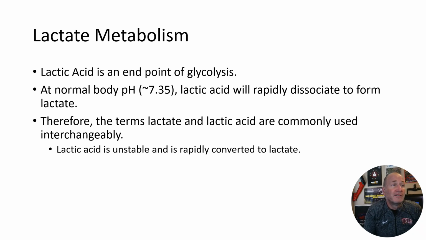So let's say lactic acid is the endpoint of glycolysis. A normal body pH, because we say lactic acid is 7.35, lactic acid does rapidly dissociate to a form of lactate. And it's very hard to move our body's pH off of this number. This is homeostasis. It's really hard. Typically, the lactic acid that's produced during exercise is not enough to really budge this number. But in any case, the terms lactate and lactic acid are commonly interchanged, and I do it all the time. It's a bit of laziness on my part, but lactic acids are very unstable, and it's rapidly converted to lactate.